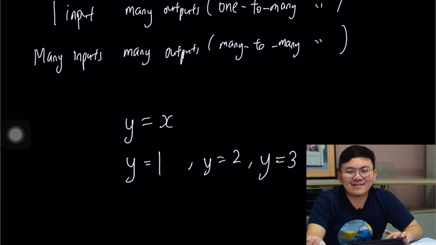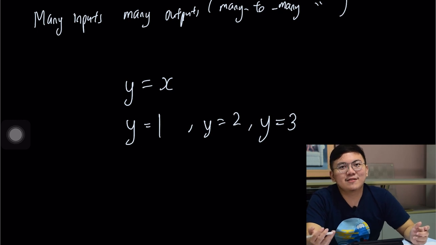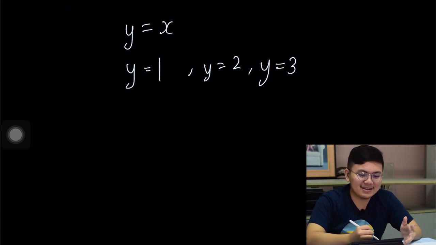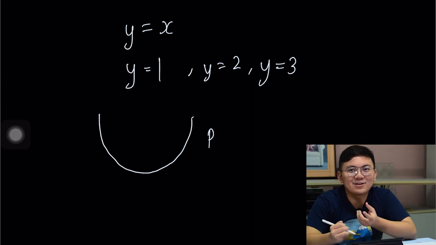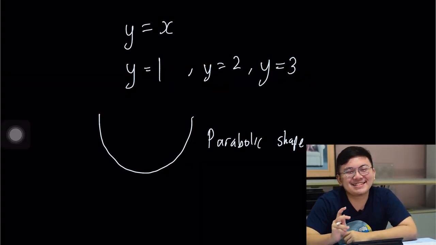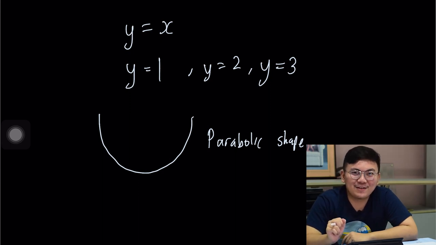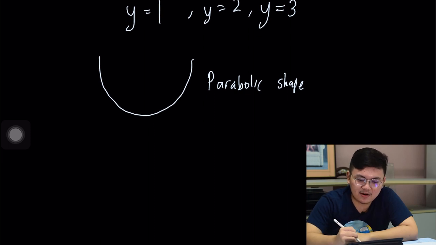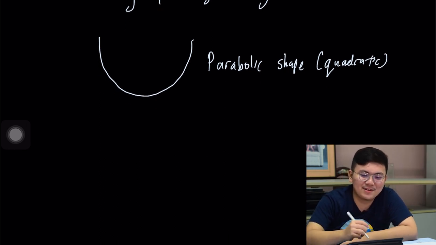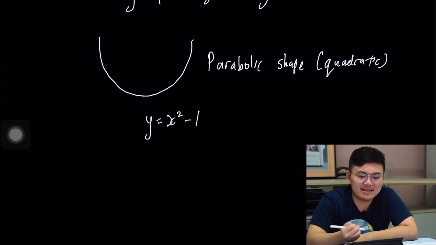Easier. Now the many-to-one relation is something called a quadratic function, which you have compulsorily learned already in Form 2. The graph of the function, if you remember, is a U-shaped graph like this. This is called a parabolic shape. Remember this, very important, very important in your physics, in refraction of waves. So this is quadratic. You have learned quadratic all the time in your Form 2. First is the expansion chapter. You know, y equals x squared minus 1. This is also a quadratic graph.